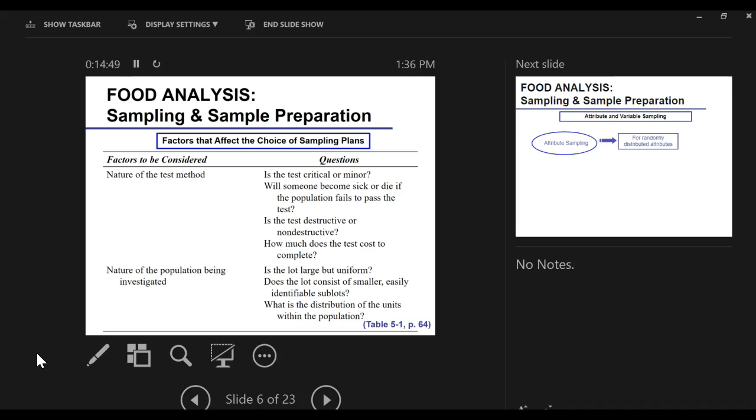And the nature of the population: how big it is, are the different lots consistent, are you producing small cans, or boxes, or are you producing flour in bulk.